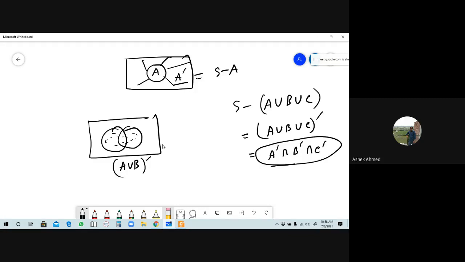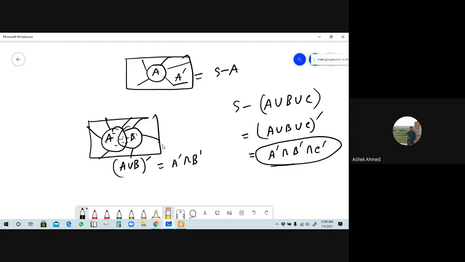What do you mean by A union B complement? What is A complement? A union B has to be removed, sir. This will be the outside of A union B. Is it right? Yes, sir. Okay, this is the outside of A union B. A union B is the interior region, and A union B complement will be the outside of this interior region. Understand? Yes, sir. From here, we know from De Morgan's theorem, this will be A complement intersection B complement. Yes, sir. Right?